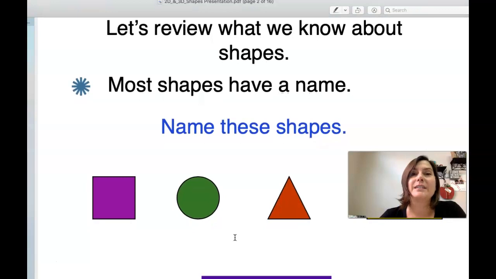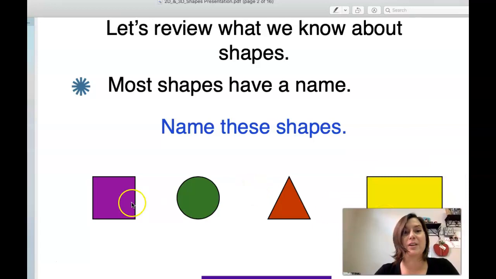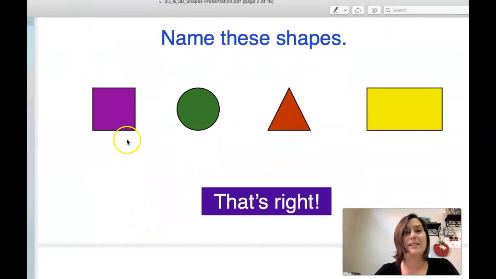It says, let's review what we know about shapes. So all shapes have a name. Most of them do anyway. And I want you to try to name the shapes that you see. Let's see what shapes there are. This one has 1, 2, 3, 4 sides, and it is called a square. This one doesn't have any sides or vertices. It's just a round shape called a circle.